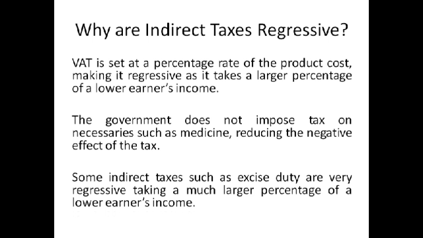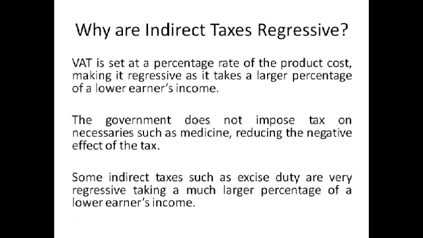So why are indirect taxes regressive? VAT is set at a percentage rate of the product cost, currently 20%, making it regressive as it takes a larger percentage of a lower earner's income. An example of this is Sally. Sally earns £200 a week, working part-time, and she wants to buy a football. This football is £15 with £3 tax. This £3 tax is 1.5% of Sally's weekly income, which is quite a bit.